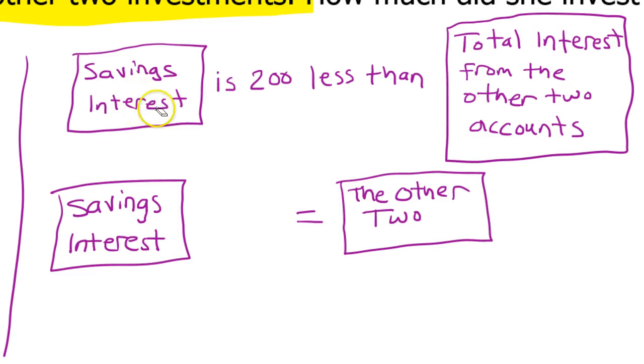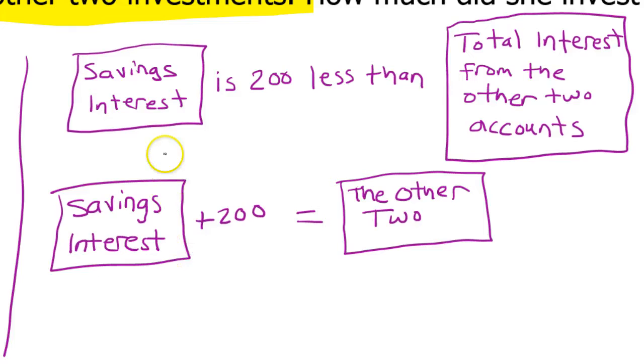If the savings interest is less than the other two, if you want this side of the equation to be equal, you actually need to add 200, all right? You need to add 200 to the smaller one to equal the larger one. So the savings amount is 200 less. So if we give it 200 more, it should now be equal to the other. Now we can put the variables in.